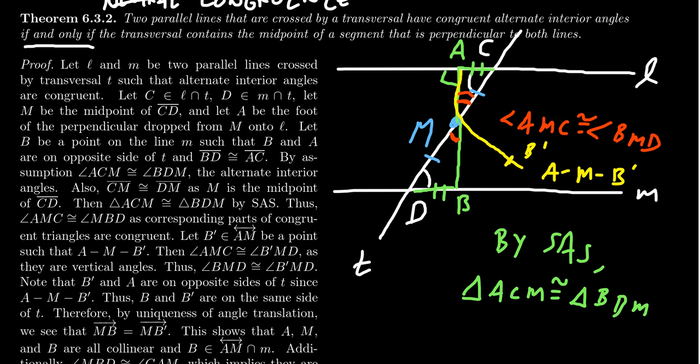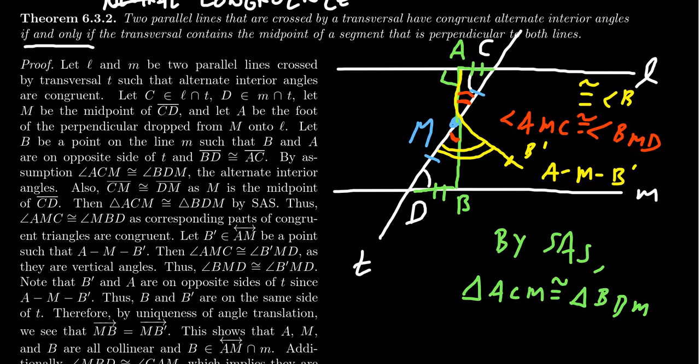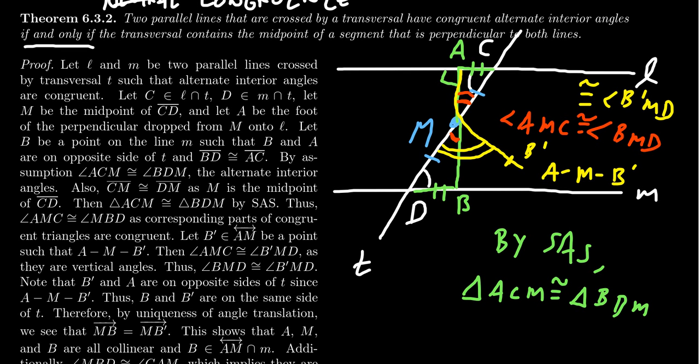And so in that situation, we get that angle DMB prime is in fact vertical to angle AMC. And so what did I say that angle was? We get angle B prime MD. That would be congruent to AMC. And this happens from vertical angles, right? And so then we get that these angles right here, angle BMD and angle B prime MD, BMD is congruent to B prime MD as angles.